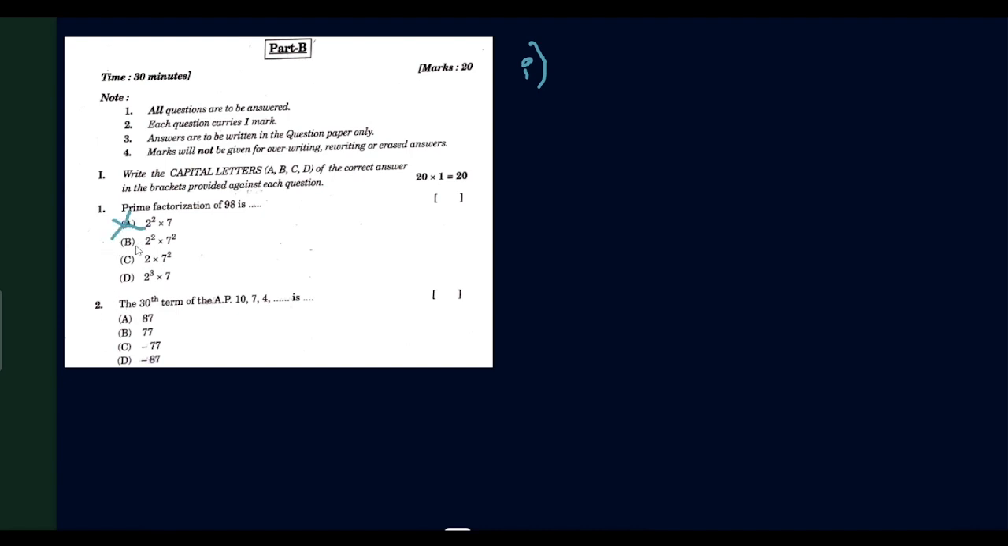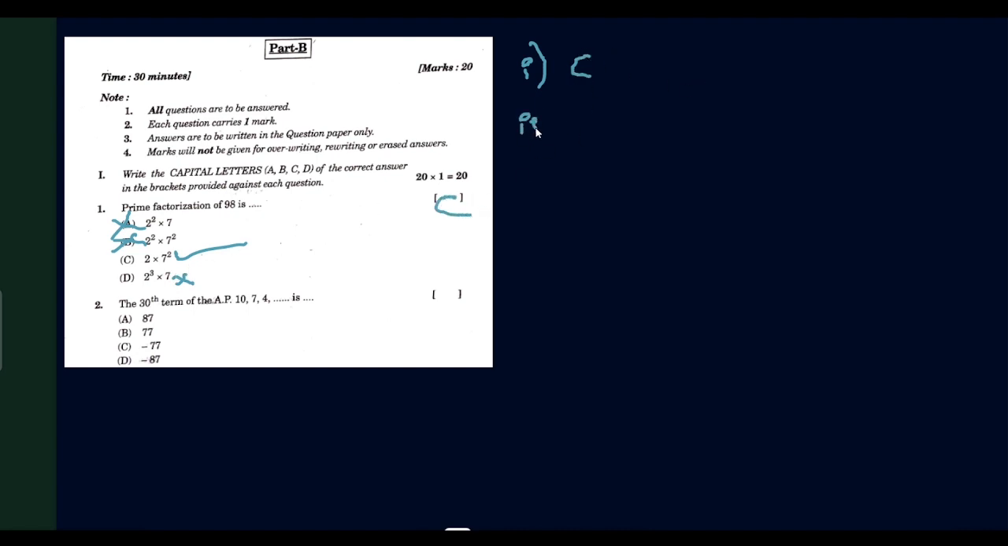And option B: 2 square into 7 square. 7 square is 49 and 2 square is 4. 49 times 4 is double 98, so it is also not. 7 square is 49 into 2. Yes, C is right, and 7 eights are also not. So option C is the right answer.